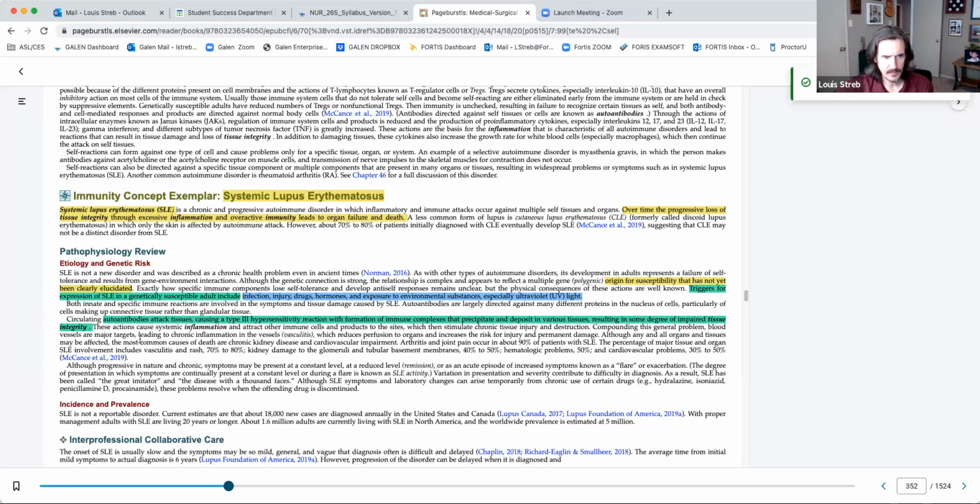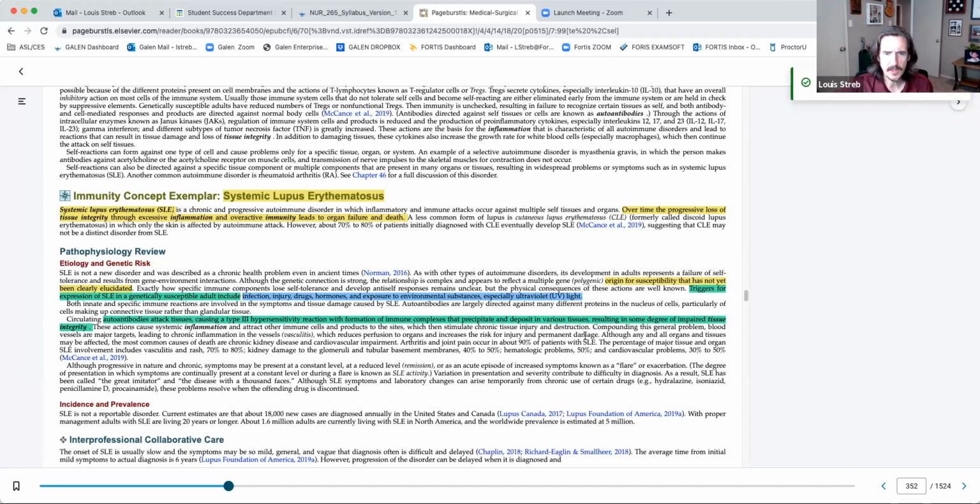So what causes it? We know that there are autoantibodies that are circulating and they attack your tissues. It causes this class 3 hypersensitivity, which you can go back in your book and look about. And it causes the formation of immune complexes that do what? They precipitate and deposit in various tissues, resulting in degrees of impaired tissue integrity. So you'll start noticing with people with systemic lupus, you're going to see a lot of skin abnormalities as well. You're going to see swelling in certain areas. So we're going to talk about that.